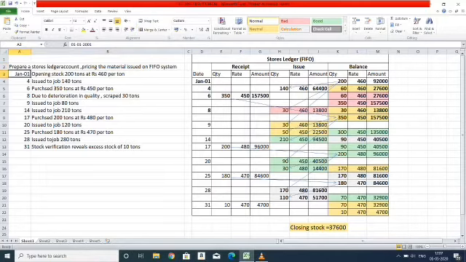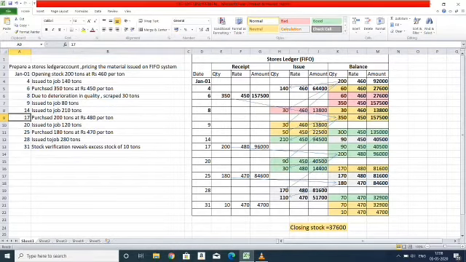On January 1st, opening stock 200 tons at rupees 460 per ton. January 4, issued to job 140 tons. January 6, purchased 350 tons at rupees 450 per ton. Then January 8, due to deterioration in quality, scrapped 30 tons. January 9, issued to job 80 tons. January 14th, issued to job 210 tons.